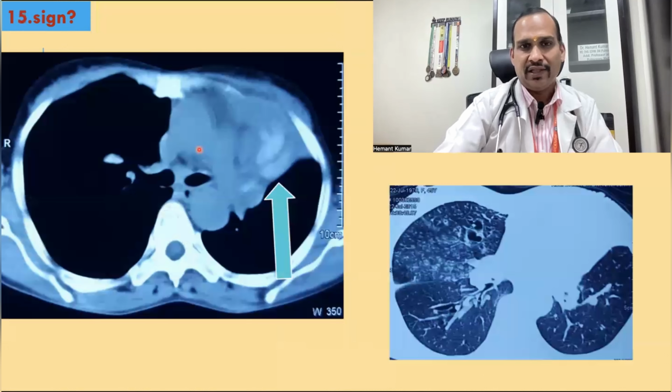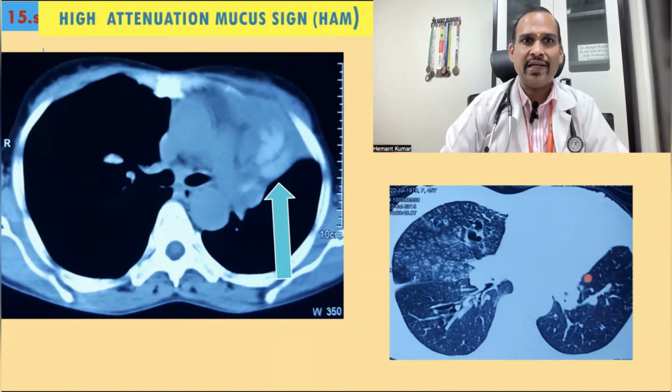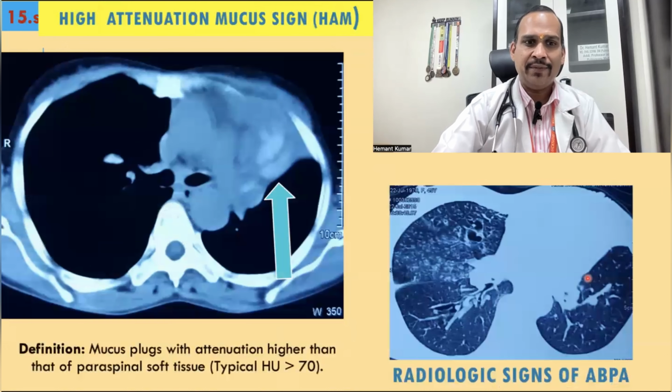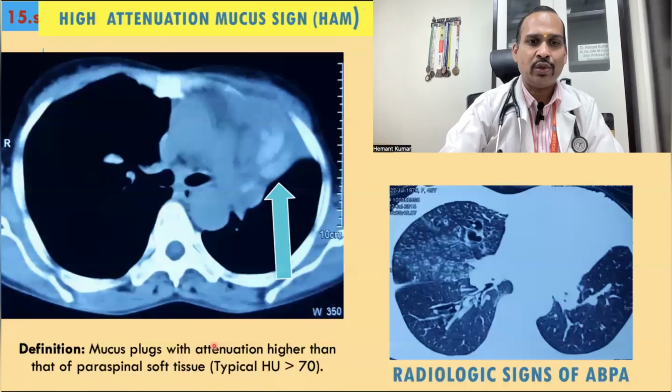Now 15. Can you see this opacity? This is mediastinal window. This is parenchymal window. So this is Hem sign, high attenuation mucus sign, Hem sign. So what is Hem sign? So Hem sign is just mucus plug with attenuation higher than that of paraspinal soft tissue. So this is paraspinal soft tissue. If density is more than that, can you see this white density? If it is more than 70 Hounsfield unit, then this is Hem sign.